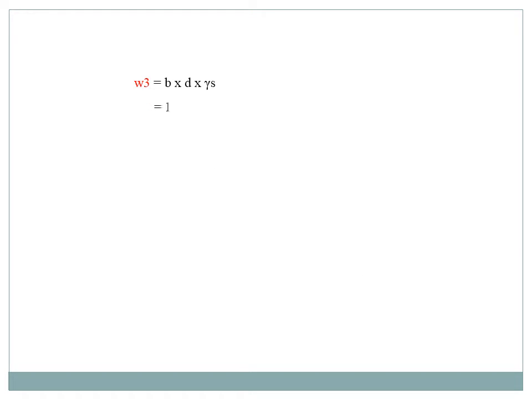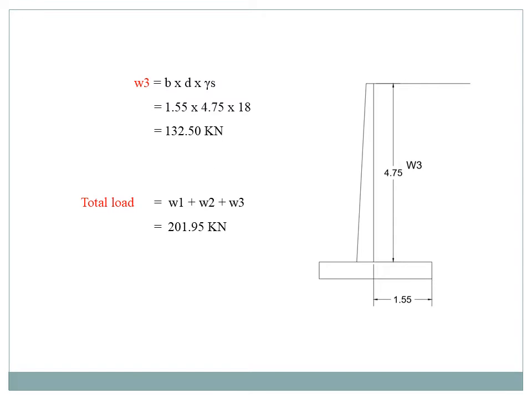The next W3 position. So B into D into gamma S. See the diagram. Above the heel slab, the soil portion is there. So we can assume this as a rectangular portion. We know the simple formula for rectangular area, B into D. Then put the gamma S value, because that is a soil portion. You need to carefully apply that. In this portion you can apply only the unit weight of soil value. So B is equal to 1.55 meter into 4.75 is the D value, and gamma, unit weight of soil, is 18. So you got 132.50 kilonewton.